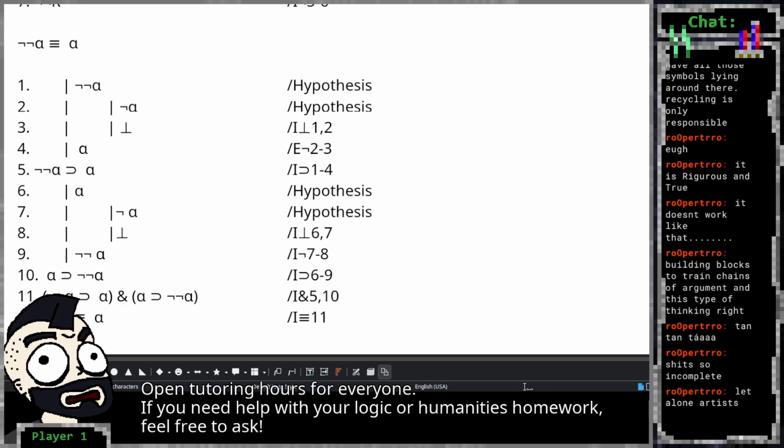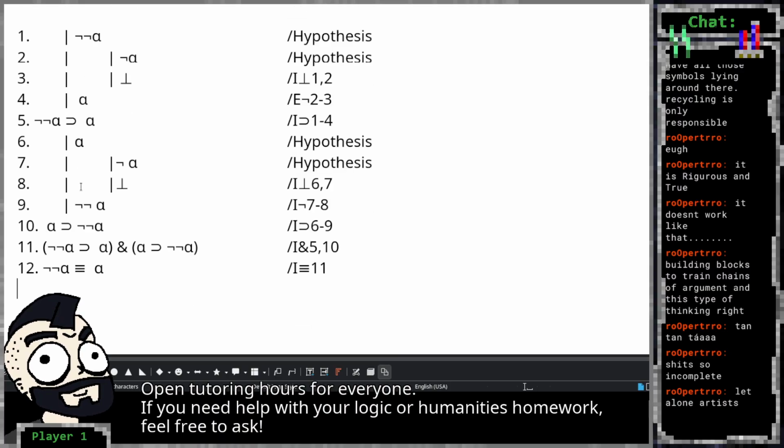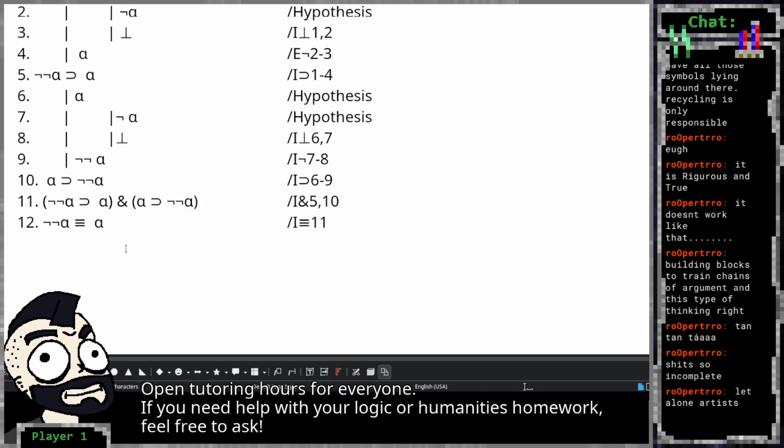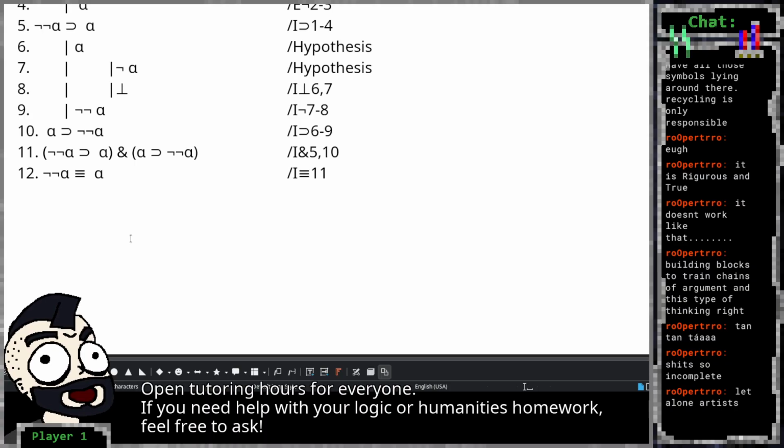But anyways, venting done. Let's go back to the wonderful world of syntactic proofs. So now that we have proven this theorem, the theorem of double negation, we can introduce it as one of our rules. Let me see if I have it already made. I do.